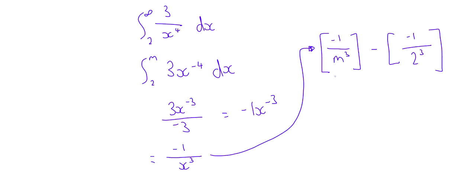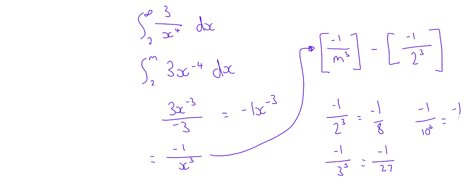So we are approaching infinity. What happens as m gets bigger and bigger and bigger? Does it approach 0 or does it approach infinity? If you can't figure out what that is, let's do a bit of testing. If we did -1 over 2 cubed, that would give us -1 over 8. What if we had -1 over 3 cubed? That would give us -1 over 27. What if we had -1 over 10 cubed? That would give us -1 over 1,000.